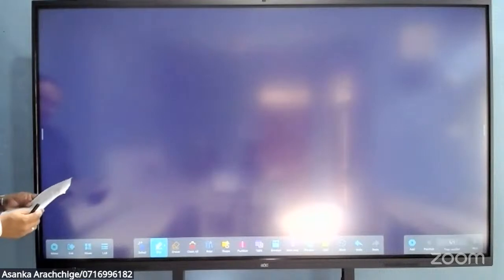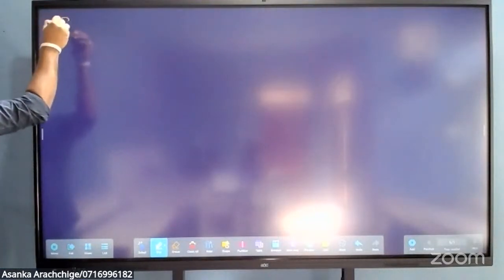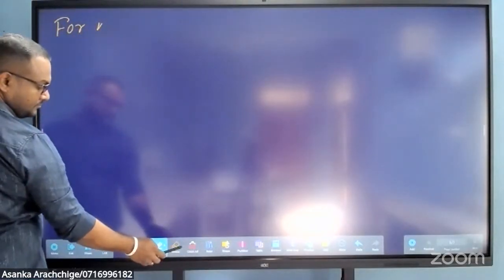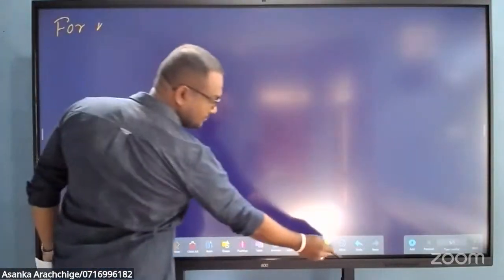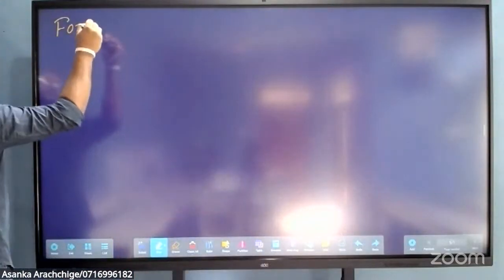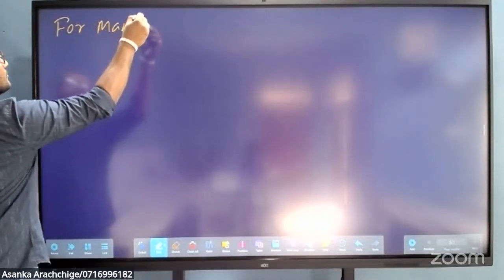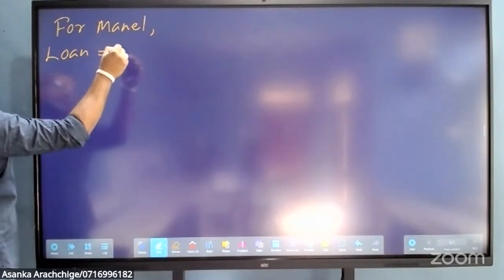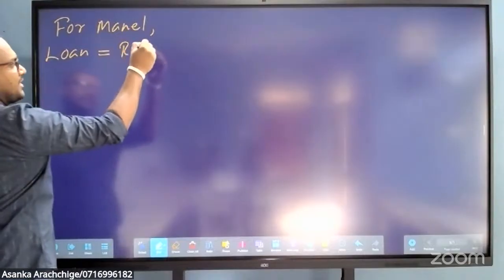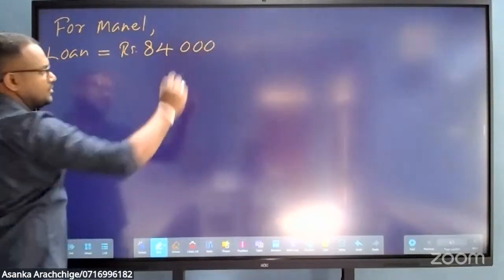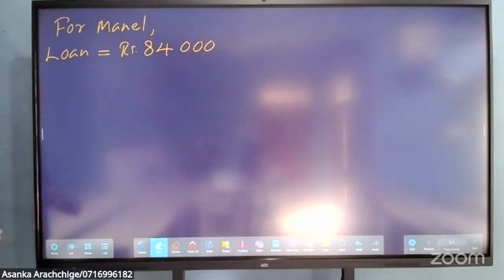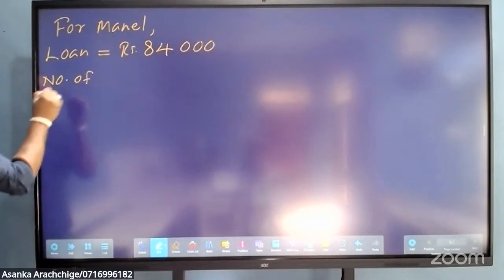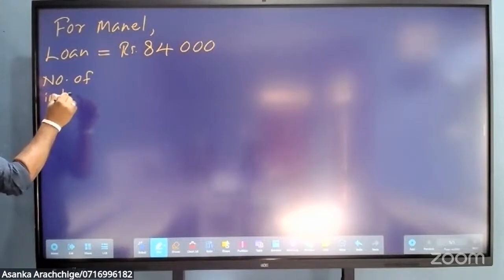Now listen. For Manel, Manel also gets the same loan amount, 84,000 rupees. The same loan amount. The number of installments.